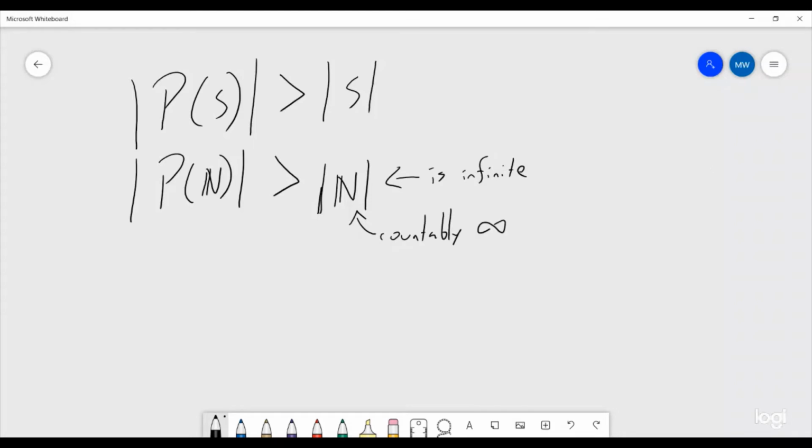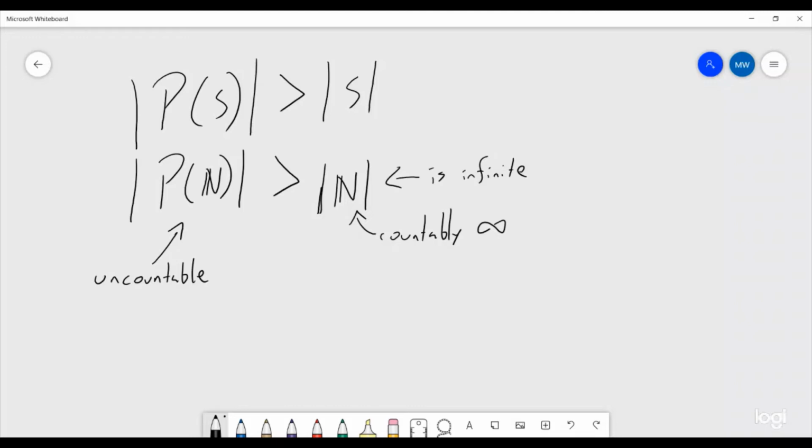Which tells us that the power set of the natural numbers has to be uncountable. If it was countable, then there would be a bijection between the natural numbers and that set. But because the cardinality of the power set of the naturals is bigger than the cardinality of the natural numbers, we know there cannot be a bijection. So we know it's at least uncountable.